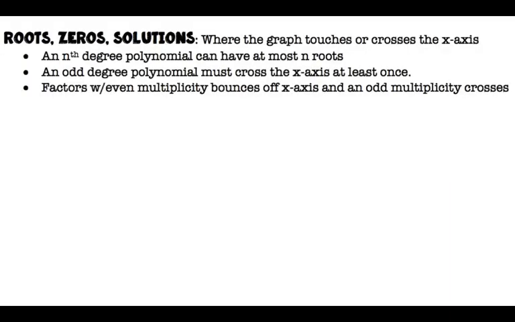All right, roots, zeros, and solutions are where the graph touches or crosses the x-axis. An nth degree polynomial can have at most n roots. An odd degree polynomial must cross the x-axis at least once. And factors with even multiplicity, which means if you have a factor that's squared or to the 4th power or raised to an even power, then it just bounces off the x-axis at that point.